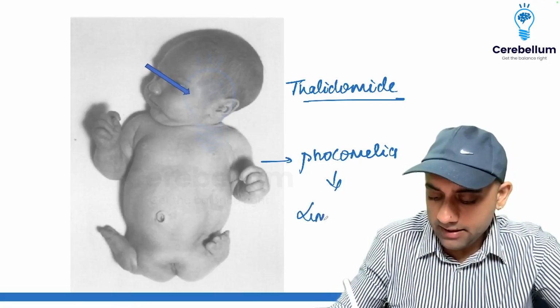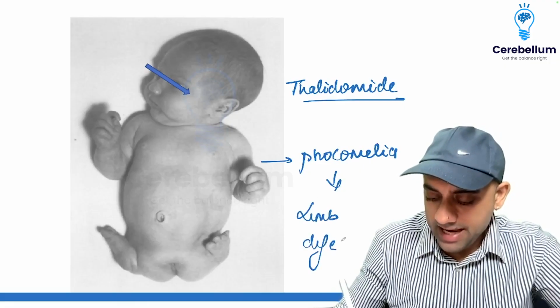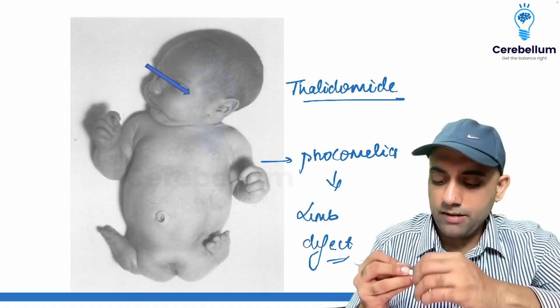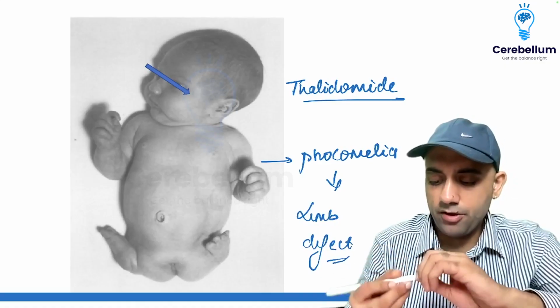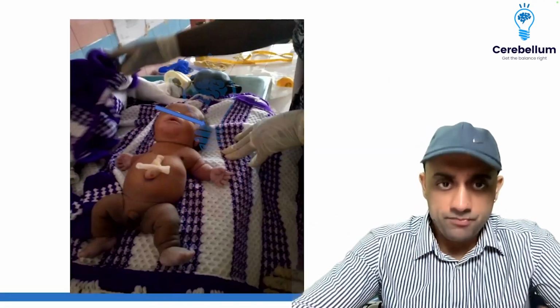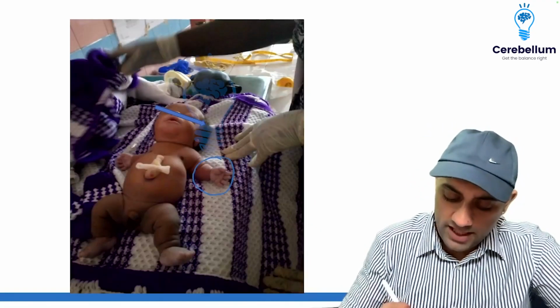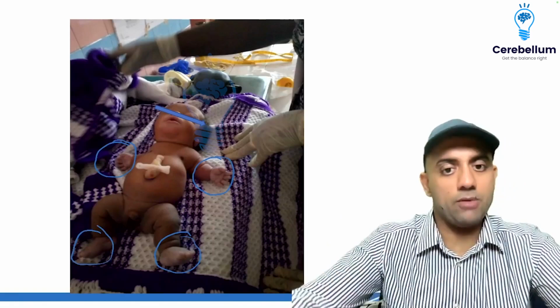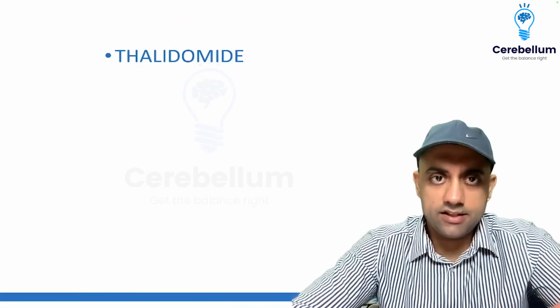Phocomelia, these are nothing but limb defects. So if the exam question says the mother has taken thalidomide during pregnancy, the baby can land up with phocomelia. Yeah, that you should know. This is the classical case of phocomelia where the patient has these limb abnormalities. Next, this part is done.